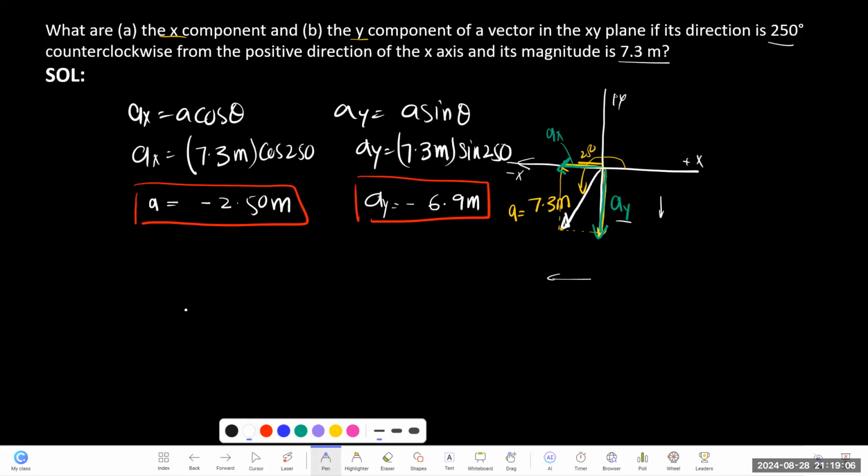Now, if I want to calculate, let's suppose you give me the vector components, I can also write A equals AX i plus AY j, the AY component. I can write it like this: minus 2.5 i minus 6.9 j. That is my vector.